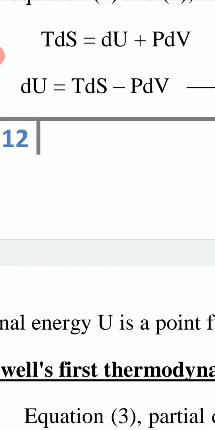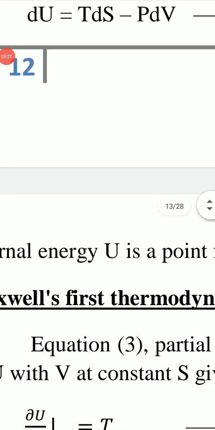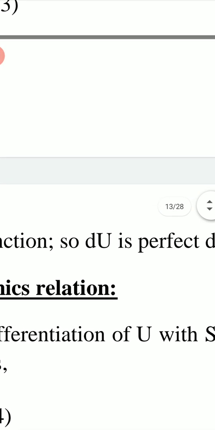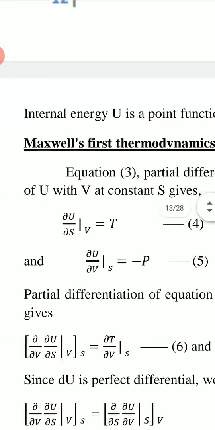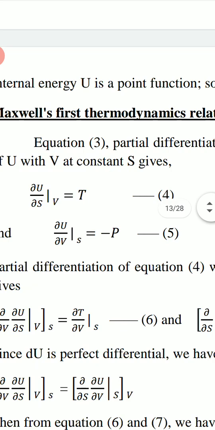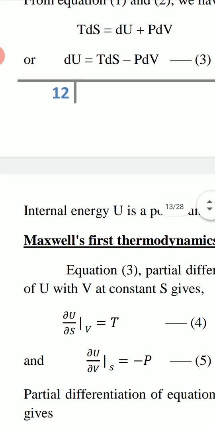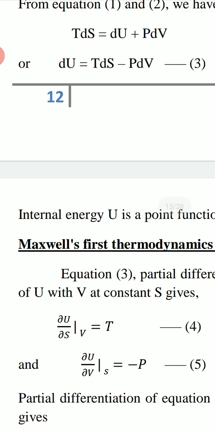So this is the expression for dU, change in internal energy, in terms of 4 thermodynamic variables T, S, P and V. Internal energy U is a point function, so dU is perfect differential. Now we find Maxwell's first thermodynamic relation from this equation 3 for change in internal energy dU.